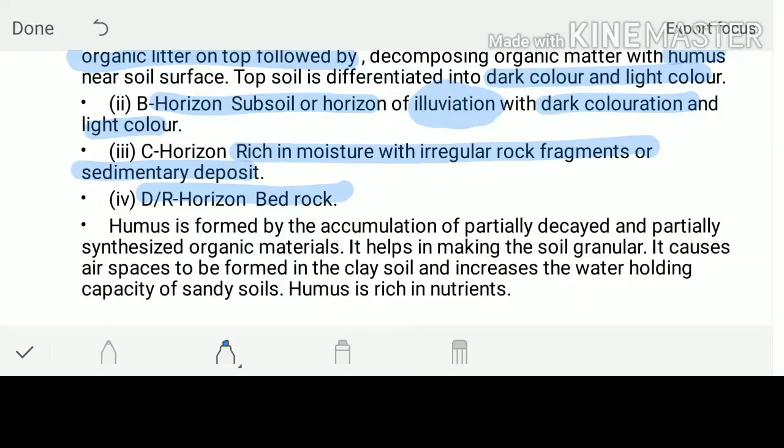Okay, what does humus mean? Humus is basically formed by the accumulation of partially decayed and partially synthesized organic materials. It helps in making the soil granular. It causes air spaces to form in clay soil, and ultimately it increases the WHC, or water holding capacity, of the soil. So please deal with this, and the most important sentence is: humus is rich in nutrients.